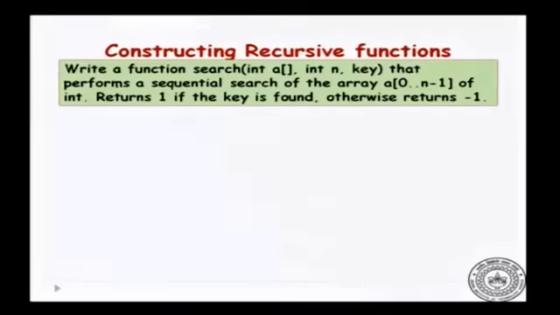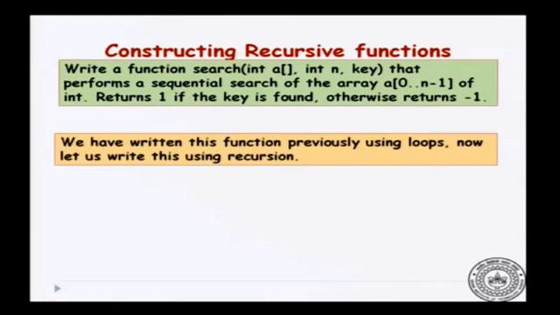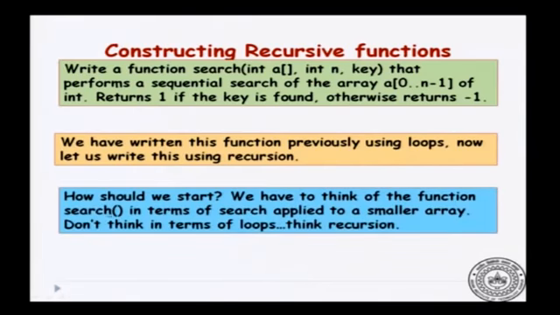So we have to write a function search. It will return whether a key is found or not. If the key is found, it returns a 1. If the key is not found, it returns a -1. And you have to search an array A of size n for the key. Now we have written this function just now using loops. Now let's write this using recursion.